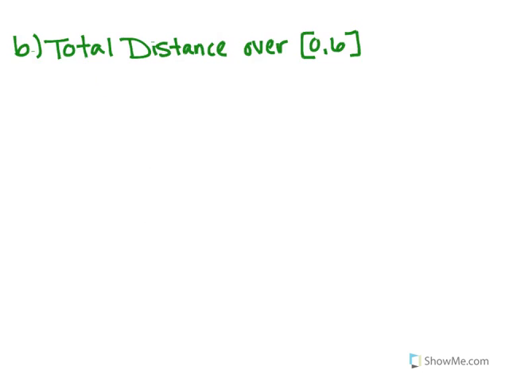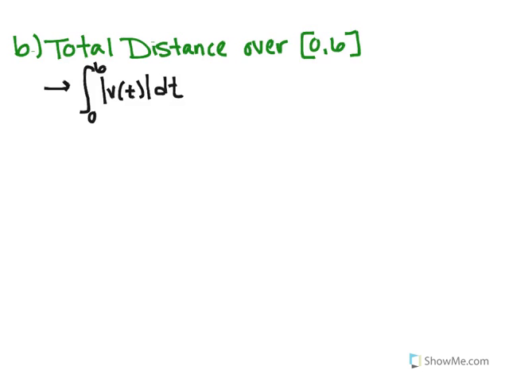Part B is going to ask us to find the total distance over that same interval. So we can go ahead and set this up first and say that this is going to be the integral from 0 to 6 of the absolute value of our v of t function. And the way to handle absolute value is we have to figure out if this function happens to go negative, because if it does, we are going to have to split this integral up into two separate ones.